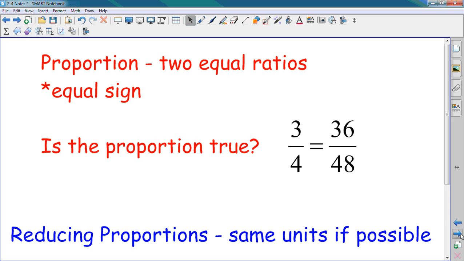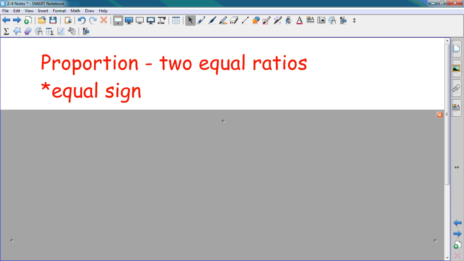Now let's talk about a proportion. What is a proportion? A proportion is 2 equal ratios. It has an equal sign. The difference between a ratio and a proportion is an equal sign. You can also have, I suppose, 3 equal ratios that could be a proportion.